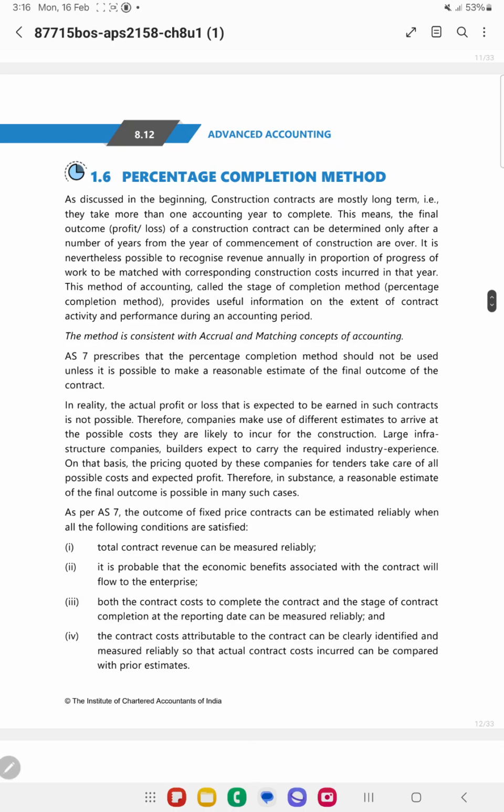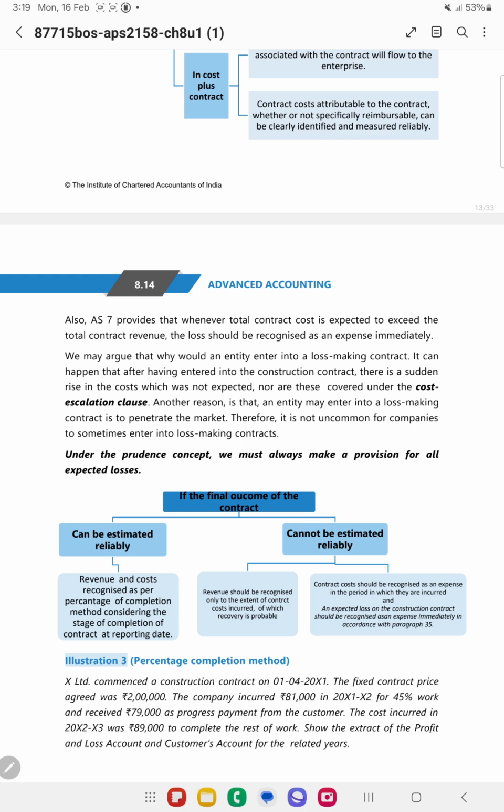Now there comes the percentage of completion method. What happens in the percentage of completion method is, based on the completion of the project, you recognize the revenue as well as the corresponding cost. So it is just based on the estimate. Revenues should be matched with the cost. Now, if there is an instance wherein the total cost is expected to exceed the total contract revenue, then the loss, whatever is there, will be recognized immediately.